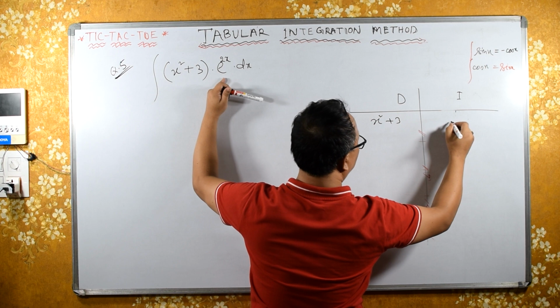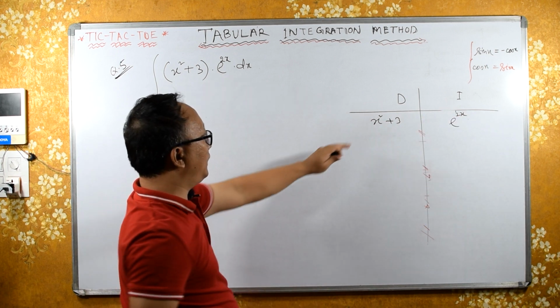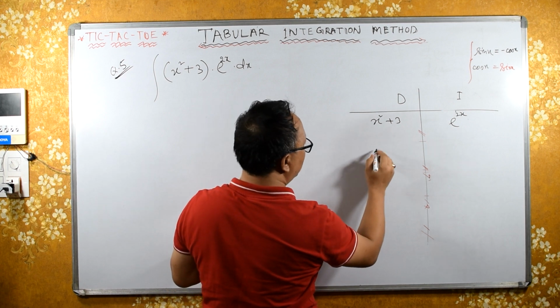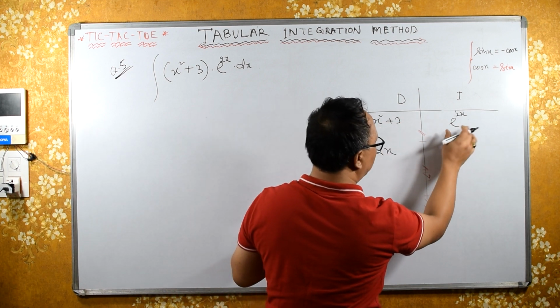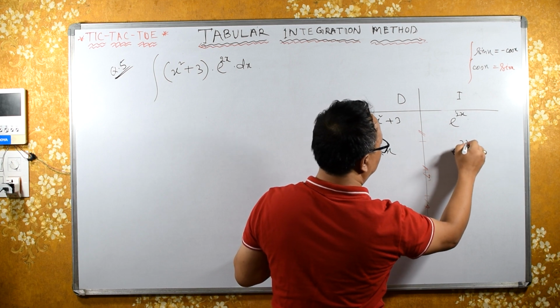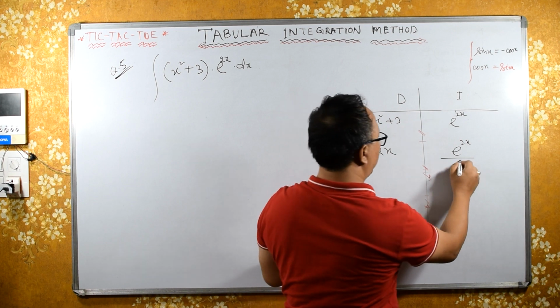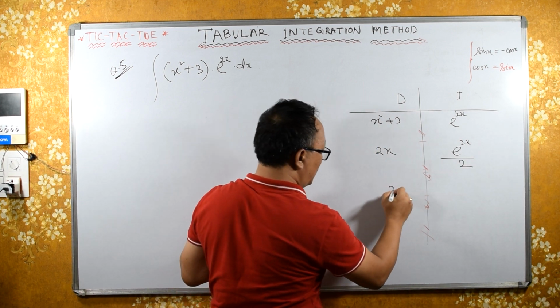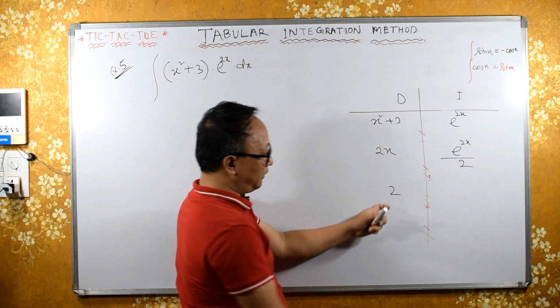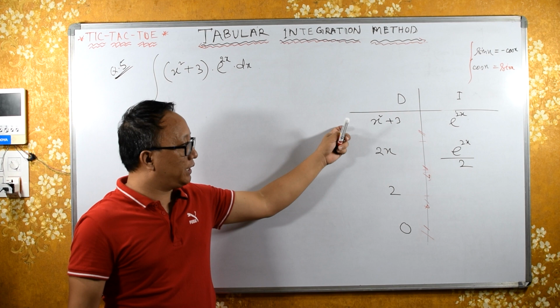We have to keep on integrating e raised to 2x. Now the differentiation of x square plus 3: differentiation of x square is twice x plus 0. Integration of this is e raised to 2x upon d by dx of 2x, which is 2. Again differentiate twice x with respect to x and it becomes 2. Again differentiation of 2 becomes 0. Now in some steps we are getting 0 over here.